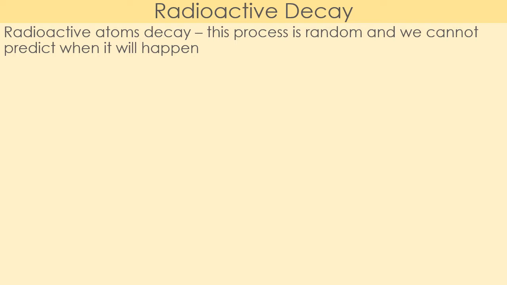So just a quick recap about radioactive decay. If we get something that's radioactive, it is unstable, it will decay, and it is completely random. We cannot predict when an atom or a nuclei will decay. We don't know when it's going to happen.